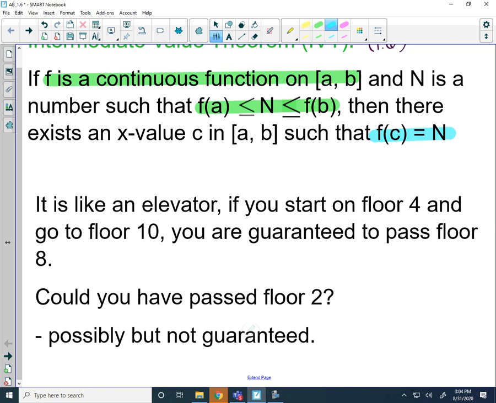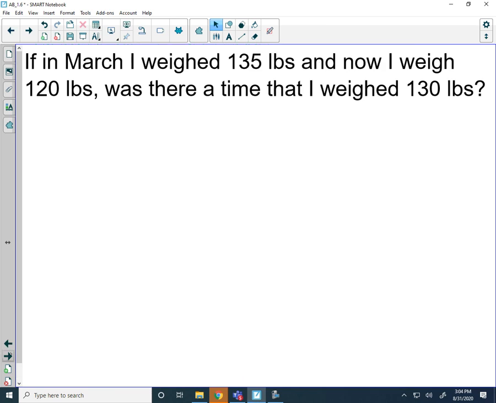And I know this is a lot to take in. I don't expect us to all completely understand what this is telling us yet, but we're going to look at some examples to clarify it. But one thing I want you guys to really understand from this slide is, in order to use IVT, 2 conditions have to be met. They're highlighted in green. The function has to be continuous on a closed interval, and we need our number n to be between y values f of a and f of b. So let's look at some examples.